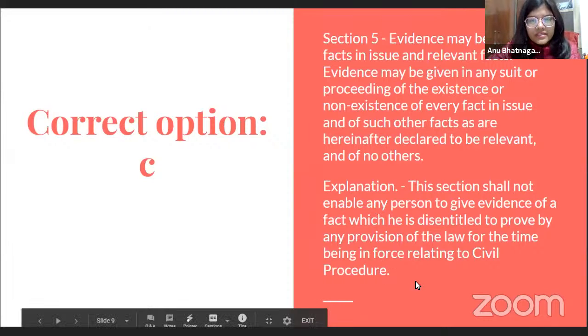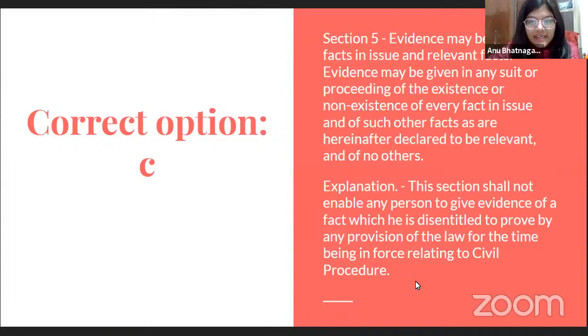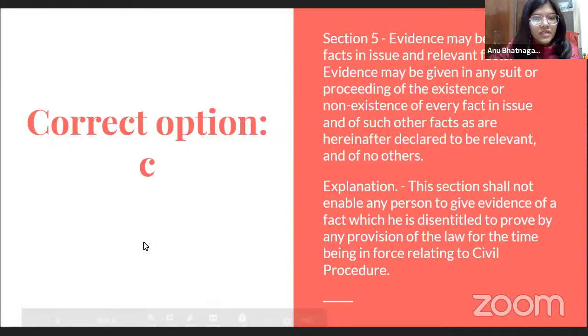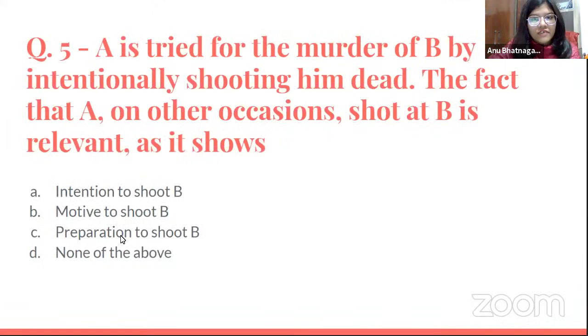There is an explanation that this section shall not enable any person to give evidence of a fact which he is disentitled to prove by any provision of the law for the time being in force relating to civil procedure. So I hope it is clear to everybody. We are moving to another question, and that is question number 5. The question is in front of you, participants, and I'm just starting the timer. You have 45 seconds to answer.